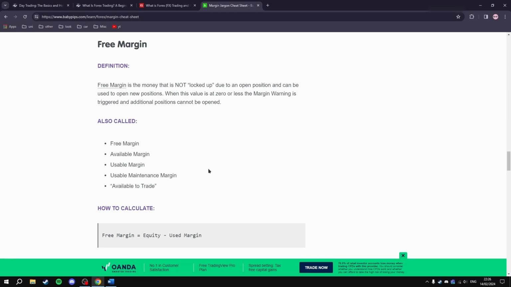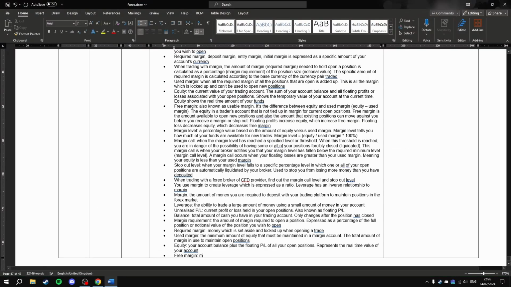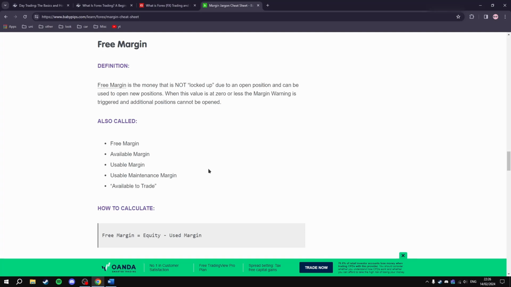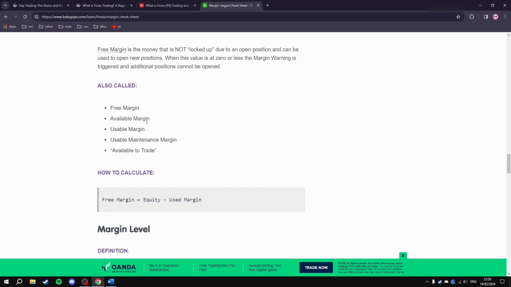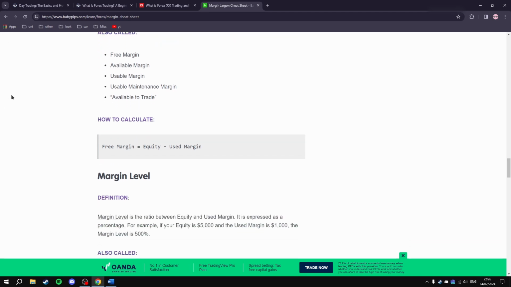Free margin is the money that is not locked up due to an open position and can be used to open new positions. When this value is at 0 or less, the margin warning is triggered, and additional positions cannot be opened. Also called free margin, available margin, usable maintenance margin, available to trade. How to calculate? Free margin is equity minus used margin.